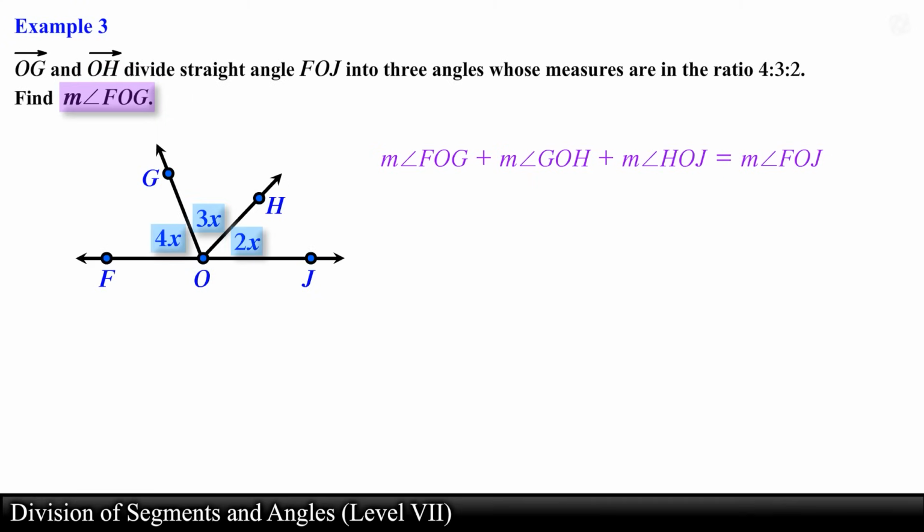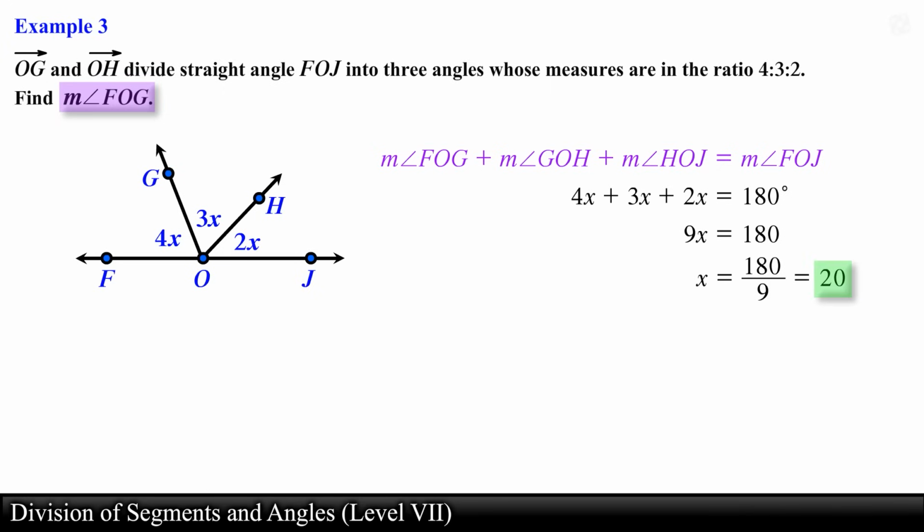Notice that we are given an algebraic expression for the measurement of the smaller angles. These measurements are in the ratio of 4:3:2. We also know that the measurement of angle FOJ is equal to 180 degrees since it is a straight angle. With this equation, we can now solve for x. So we collect like terms and divide both sides of the equation by 9. Simplifying the expression, we obtain 20 for the value of x.